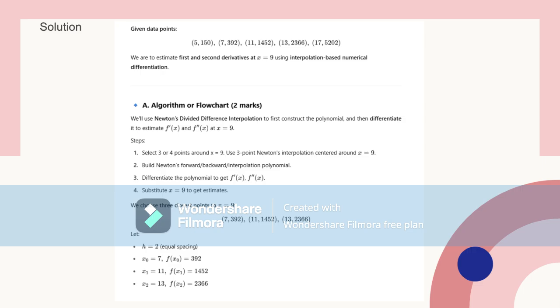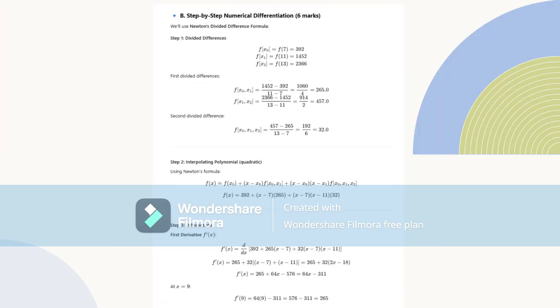We choose the closest points to x equals 9, which are 7, 11 and 13. Let h equal 2, x0 equals 7, x1 equals 11, x2 equals 13. Step by step numerical differentiation. So you can see the following equation has been derived, in which we get the second divided difference, which is equal to 32. Now step 2, the interpolating polynomial of quadratic.